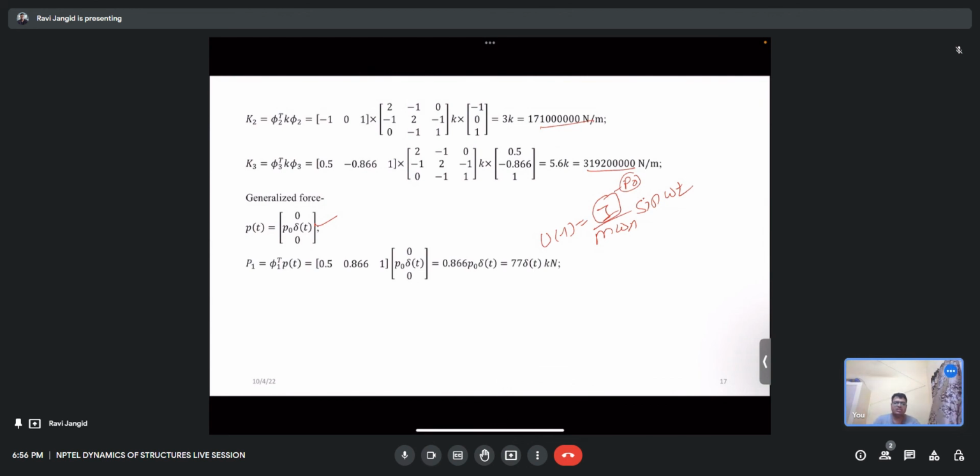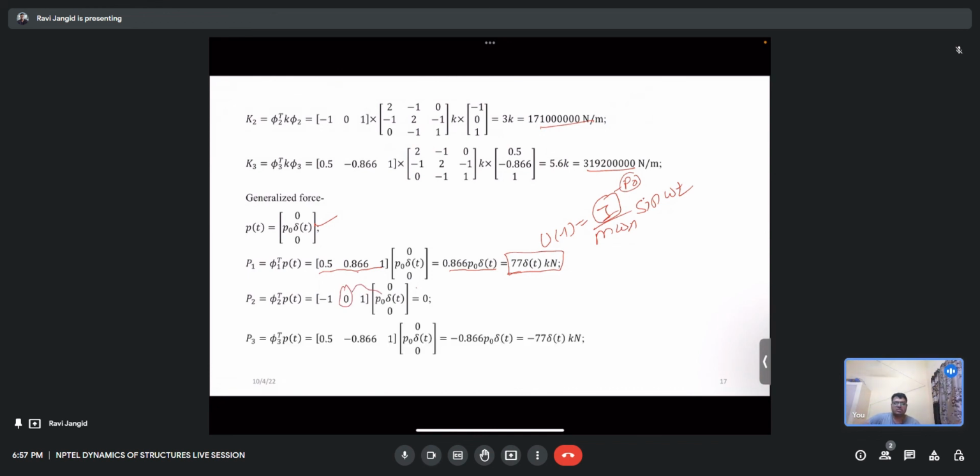So if we calculate the response, phi 1 transpose p(t) is coming out to be 0.5 p naught delta t. If we multiply this with this, it becomes 0.86 p naught delta t, so that becomes 77 delta t kilonewton for the unit impulse. Same for p2(t), that becomes 0 because that is multiplied with this one, so it will be equal to 0. And for p3, that becomes negative because this is negative, that is 77 delta t.